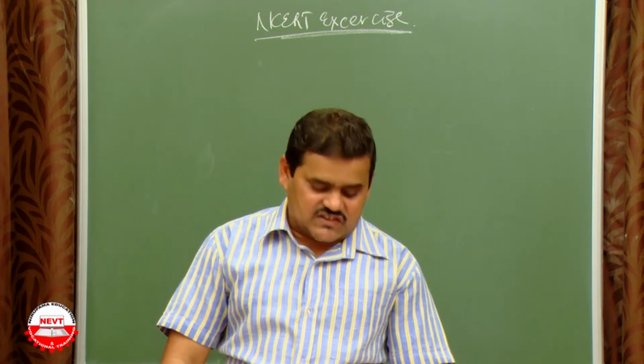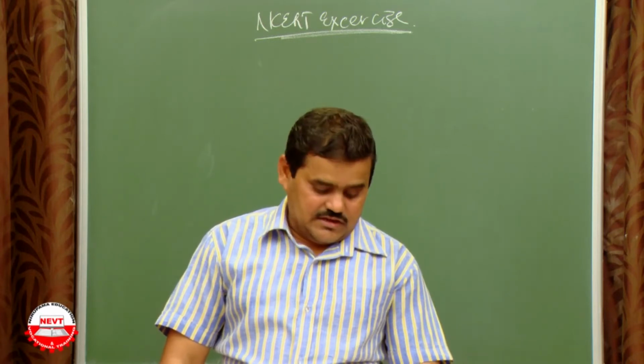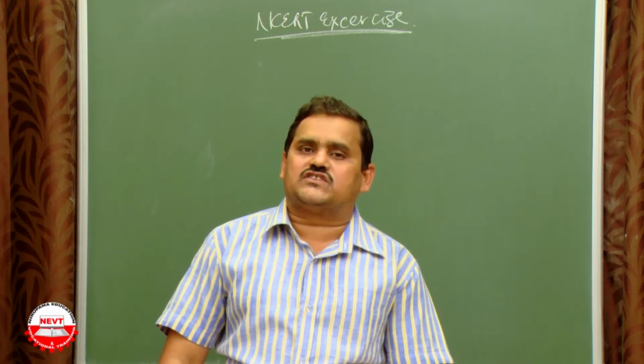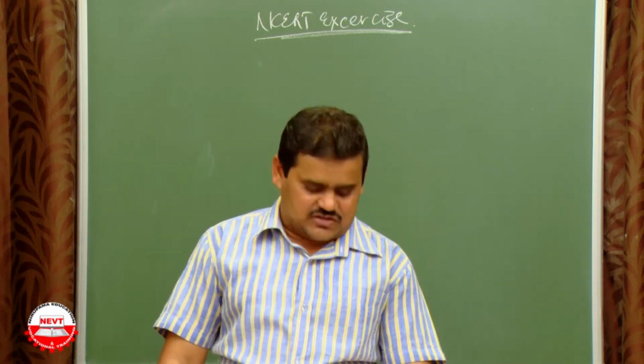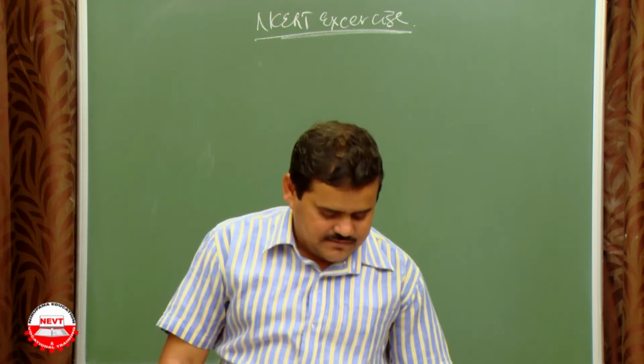Number 5. What is the physical state of water at 25 degrees Celsius? At 25 degrees Celsius, water is liquid. At 0 degrees Celsius, water is solid as well as liquid. Both states will be present. At 100 degrees Celsius, liquid as well as vapor.